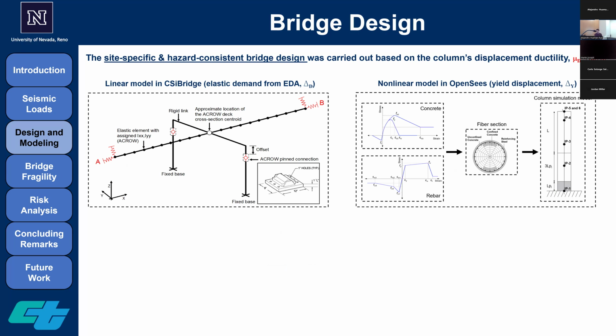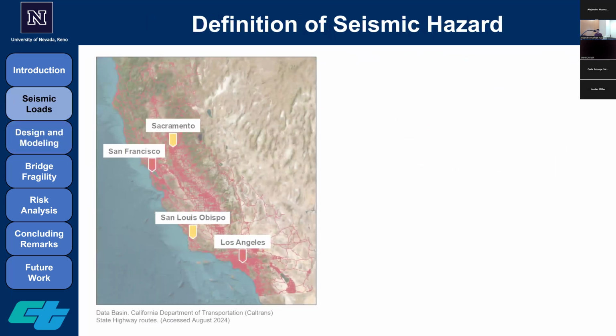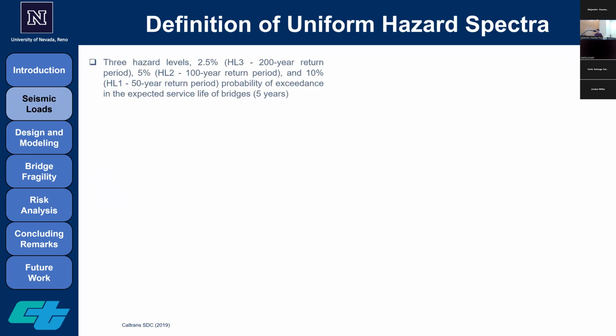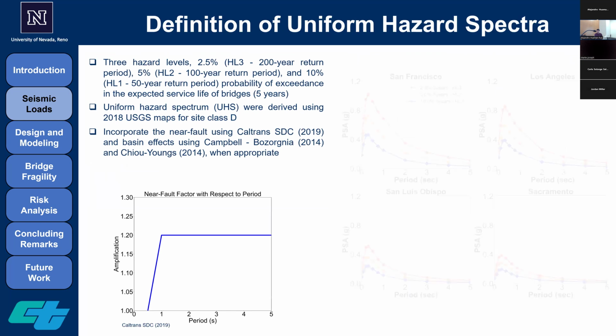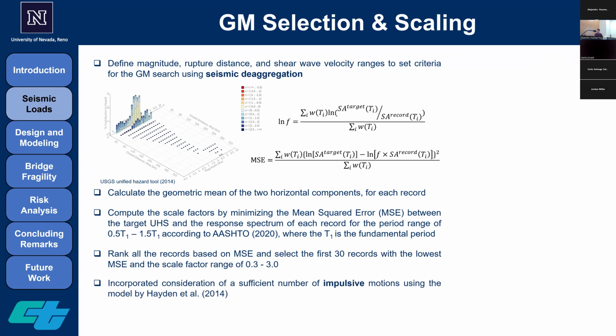So I have not done IDA analysis. It's nonlinear time history analysis in this. Let me just go through here. Seismic aggregation helps us to have a range for the search criteria, the initial search for the ground motion in the PEER database. It provides us the range for rupture distance and magnitude.